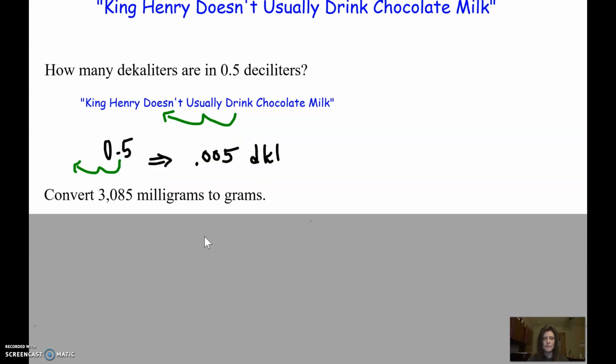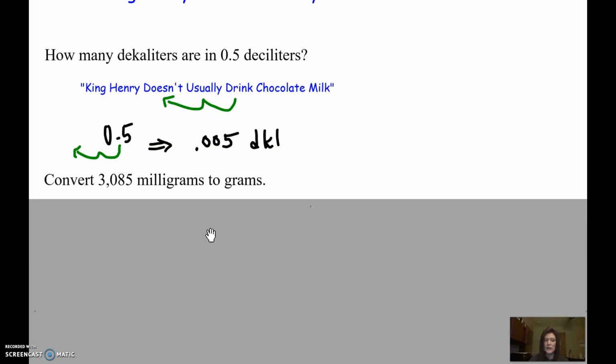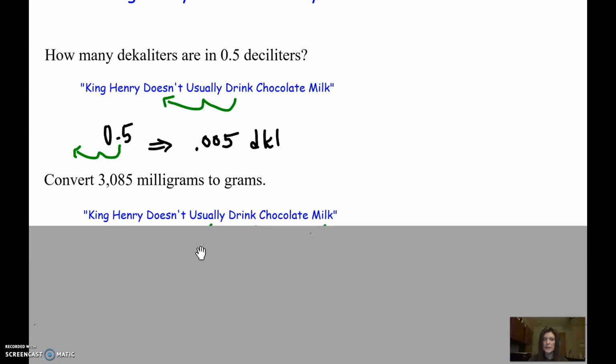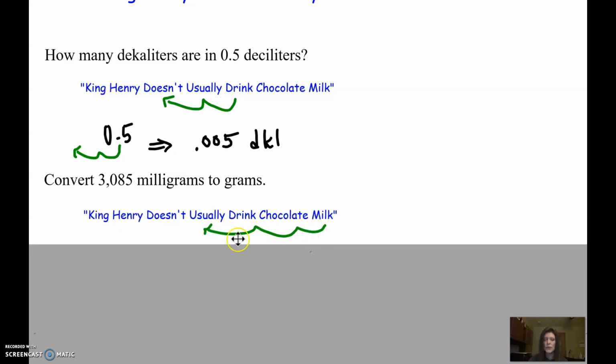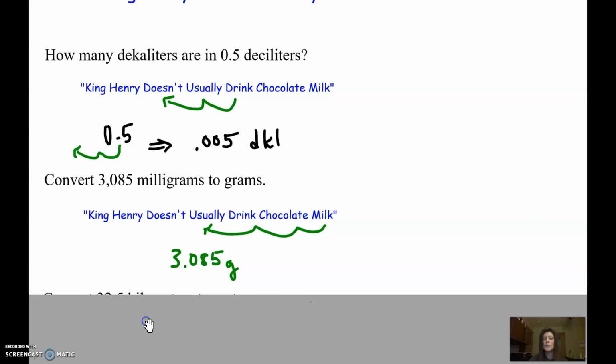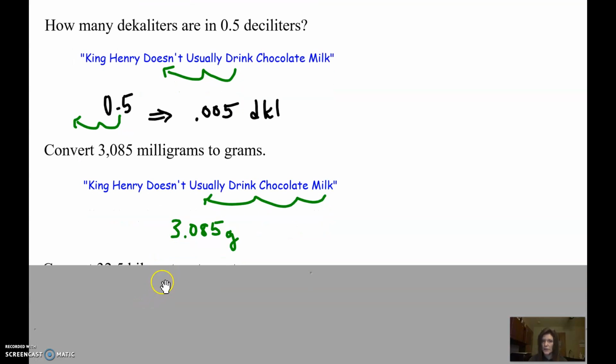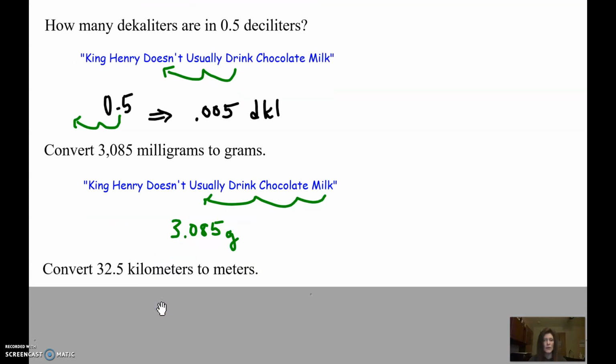All right, let's see how we did. So converting 3,085 milligrams to grams. Once again, I'm going to write down my sentence. This time I'm going from milligrams to grams, which is the unit. So I count 1, 2, 3 hops to the left. So I start with my decimal point, 1, 2, 3 hops to the left, and we get 3.085 grams. Last one. Again, if you think you're getting this, pause it and see if you can do this one on your own. All right, let's check your answer.